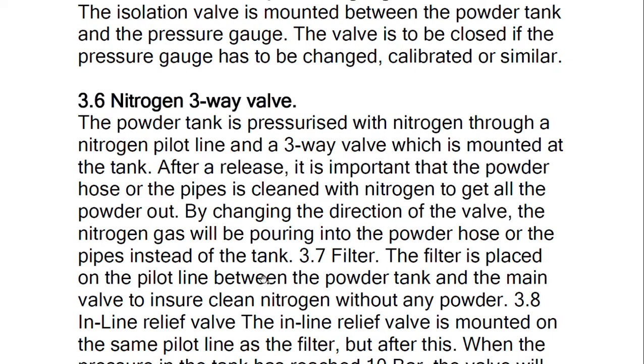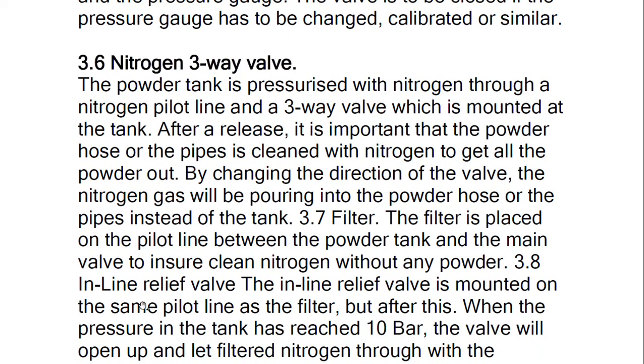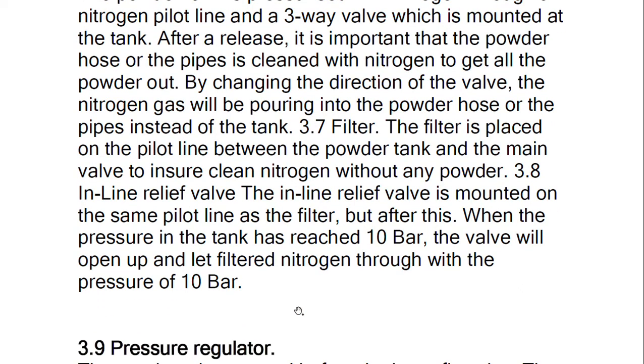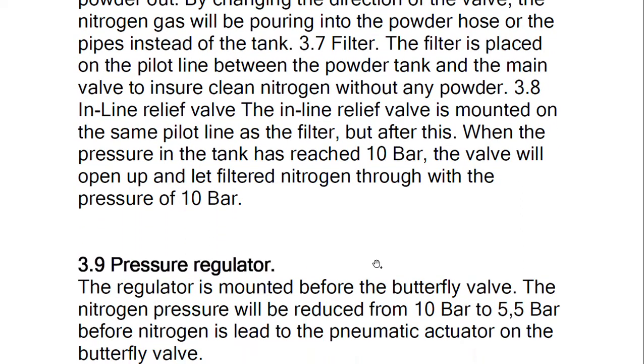The filter is placed on the pilot line between the powder tank and the main valve to ensure clean nitrogen without any powder. Okay. Inline relief valve, the other component. The inline relief valve is mounted on the same pilot line as the filter, but after this, when the pressure in the tank has reached 10 bar, the valve will open up and let filtered nitrogen through with the pressure of 10 bar. Okay, whatever is the excess pressure, it will release. That is the reason why we have a relief valve.